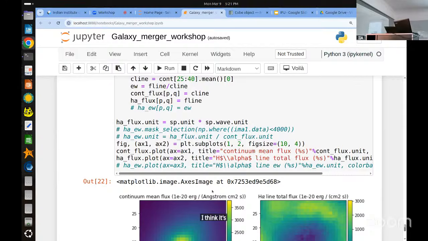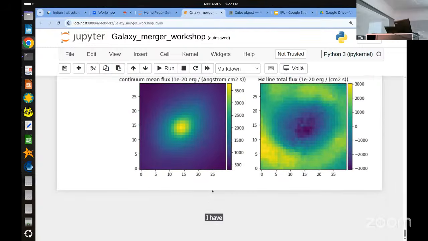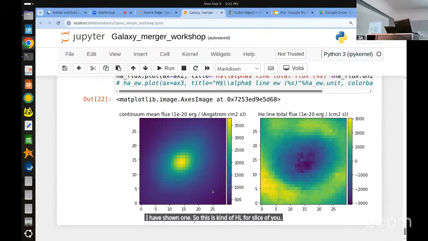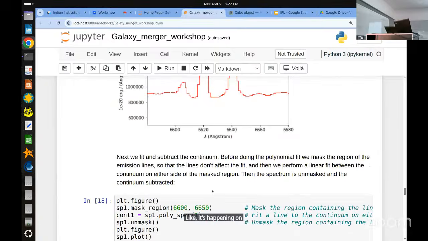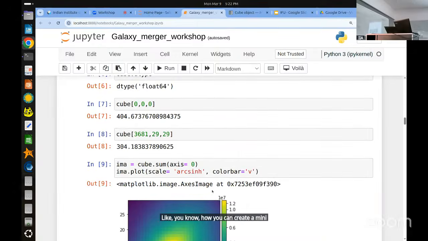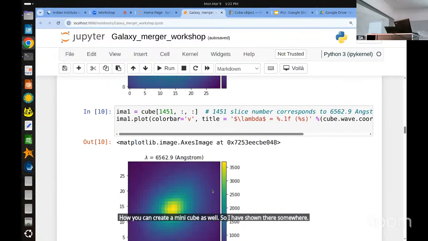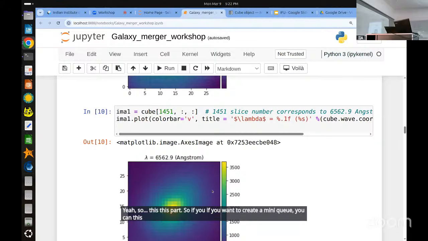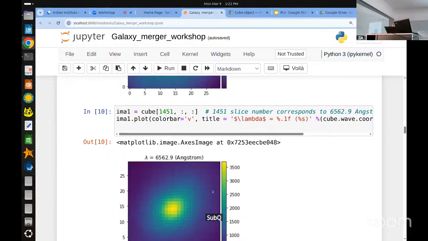And another thing: if I want the slice for H alpha, that can be done. I have shown one. So this is the H alpha slice only, the continuum subtracted H alpha. For other things, you can create a mini cube as well. So I have shown it somewhere. Yeah, so this part. If you want to create a mini cube, this is the wavelength information. You can give the wavelength information, let's say colon, what range you want. And this is the X and Y entire image range here. Then you can save this as a cube, a subcube basically, for a smaller wavelength range.